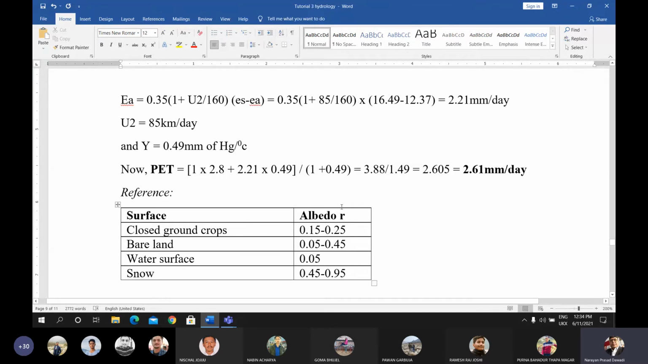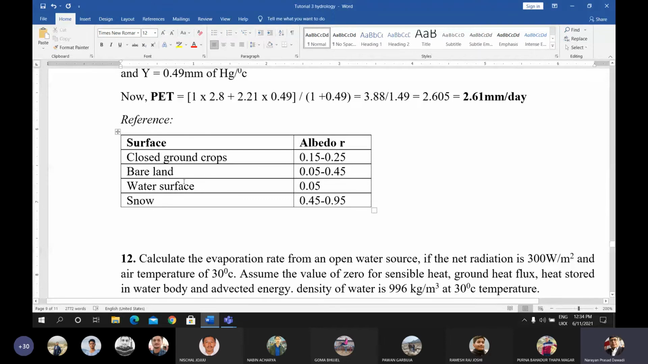As the R value is considered, the albedo values can be taken for your reference as follows. For the close ground crops, take the value between 0.15 and 0.25. For barren land, it may be considered 0.05 to 0.45. For the water surface, 0.05. For the snow covered area, 0.45 to 0.95. In this range you have to take the value of R.